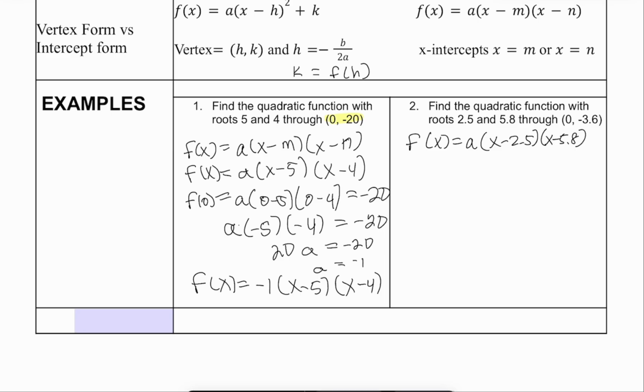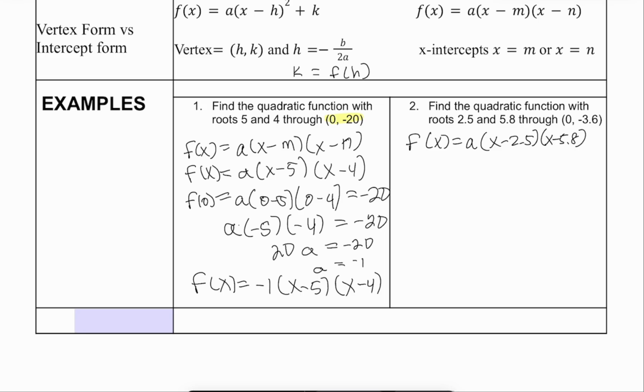Now what you can do is open up Desmos and put in the new equation you found. Does it go through the point (0, -20)? Check. Does it hit the x-axis at 5 and 4? Check, check. And then you know that your function is correct.